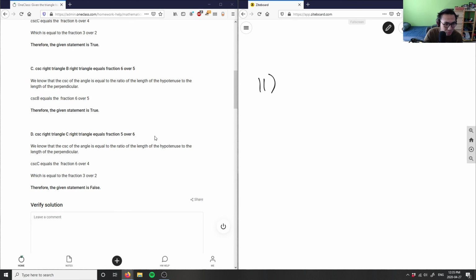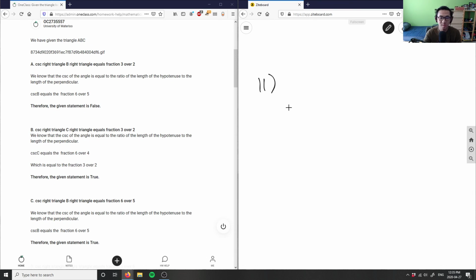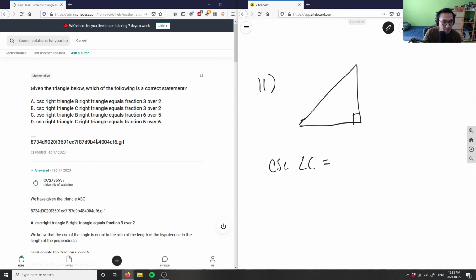Which solution is true? So I'm going to find a true statement, and based off that, I'm going to see if I can derive the triangle for you here. So I have a right triangle for sure. This is cosecant. So cosecant of angle C, this is B here. Cosecant of right triangle angle C equals 3 over 2. Okay.